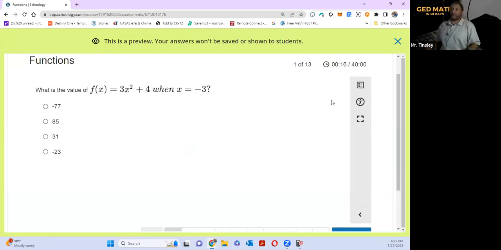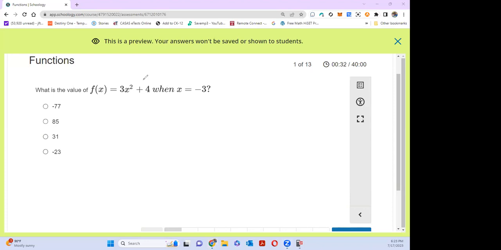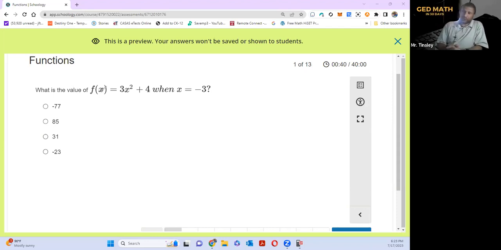So what is the value of f(x) if f(x) equals 3x squared plus 4 when x is minus 3? How would you do a problem like this? This is definitely on your exam. Evaluating a function is on almost every single GED exam. You must know how to evaluate a function. Does anybody know? It doesn't even matter if you're right or wrong. Let's see if we can come up with a solution, because you don't want to get stuck on your exam.